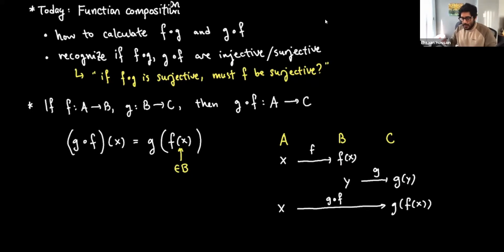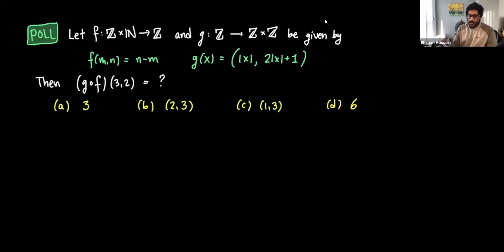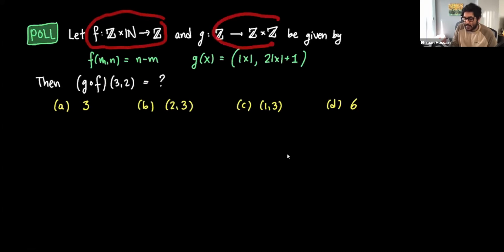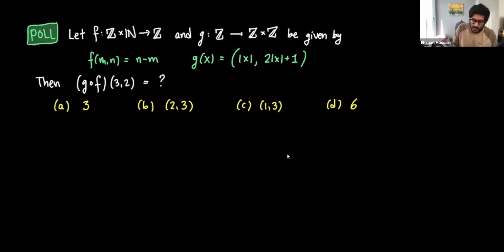Okay, so here's an example of that. Here's a function f from Z cross N to Z. I love those Cartesian products. Let's get that poll set up. One sec. Okay. Don't vote quite yet. Let me read the question. So f goes from Z cross N to Z, and g goes from Z to Z cross Z, and there are two formulas for it. Calculate this composition. Plug this pair 3, 2 into the function and see what you get. Okay, try it out.